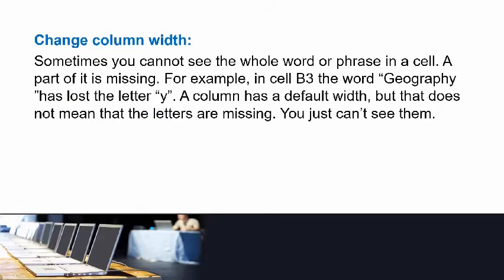Dear students, you are already aware of the interface of MS Excel. Now we see here some important features of MS Excel. First is change column width. Sometimes you cannot see the whole word or phrase in a cell. A part of it is missing. For example, in cell B3, the word geography has lost the letter Y. A column has a default width, but that does not mean that the letters are missing. You just can't see them.